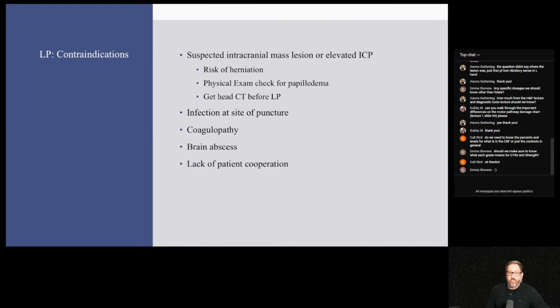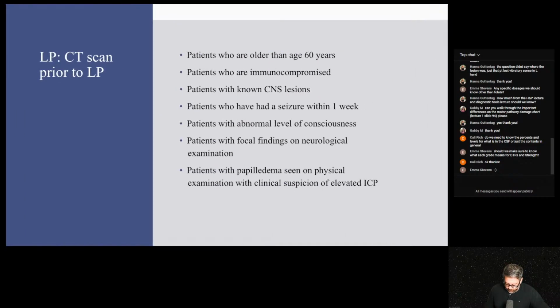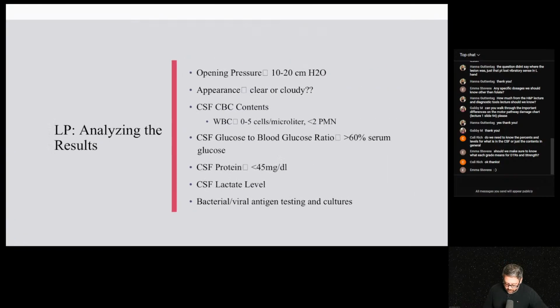Make sure you understand the contraindications for some of these things too, especially lumbar punctures. The big ones: anyone with papilledema, don't do a lumbar puncture on them. If you think they have a brain abscess or elevated intracranial pressure, which would give you the papilledema, don't do lumbar punctures.